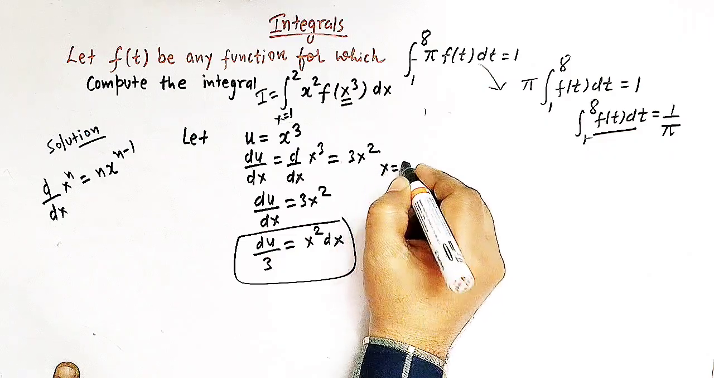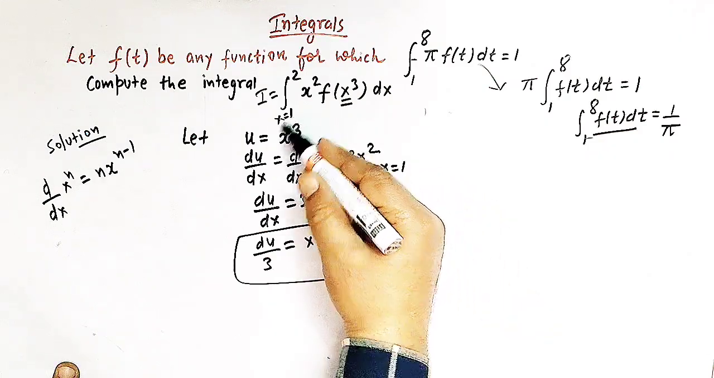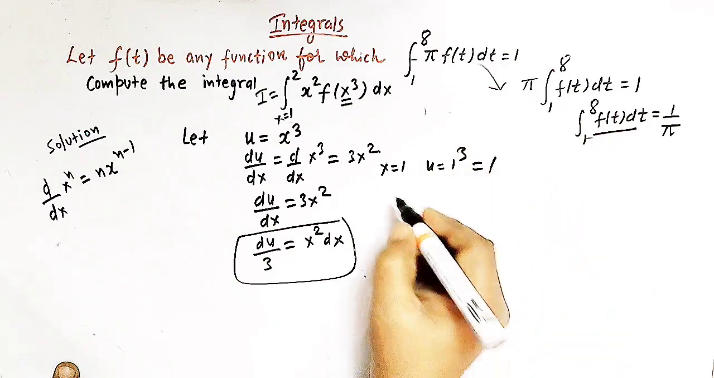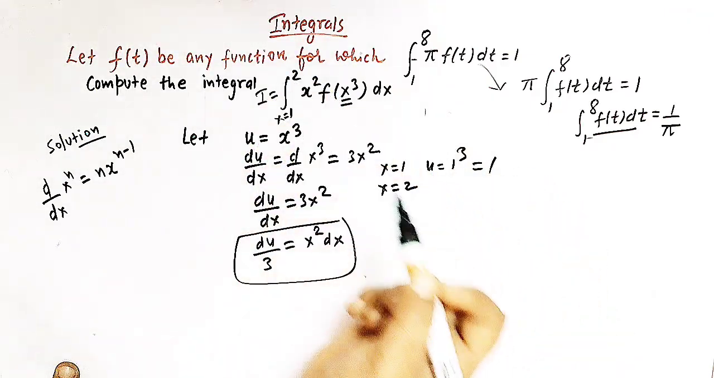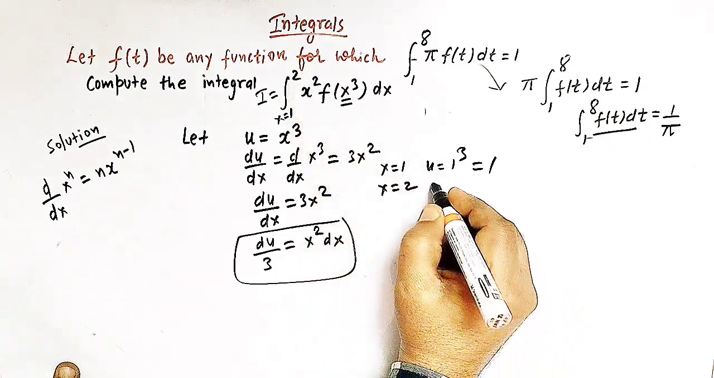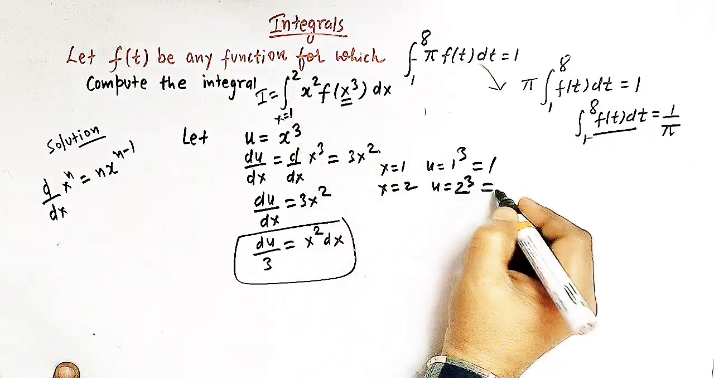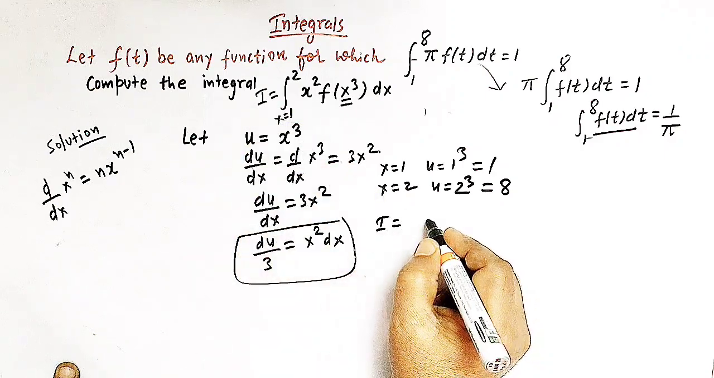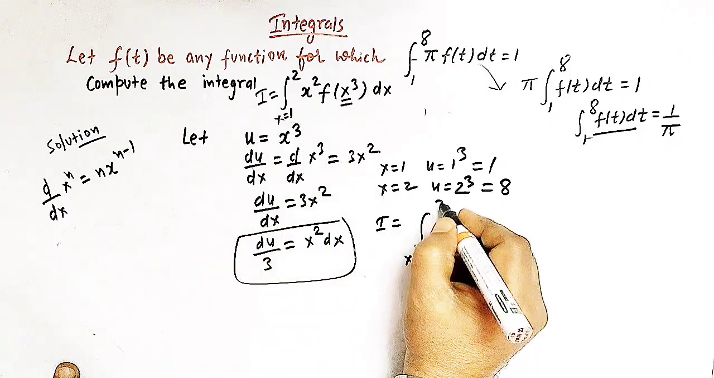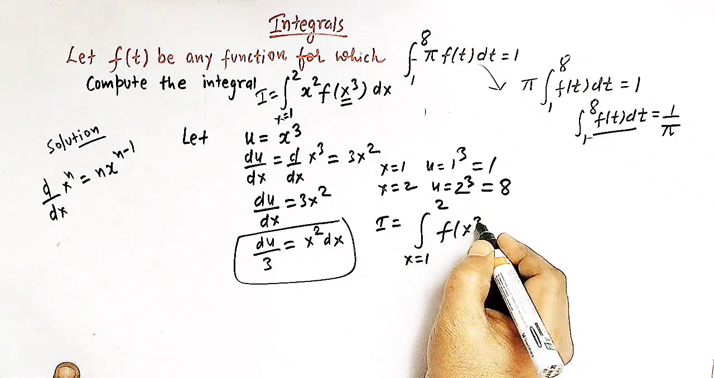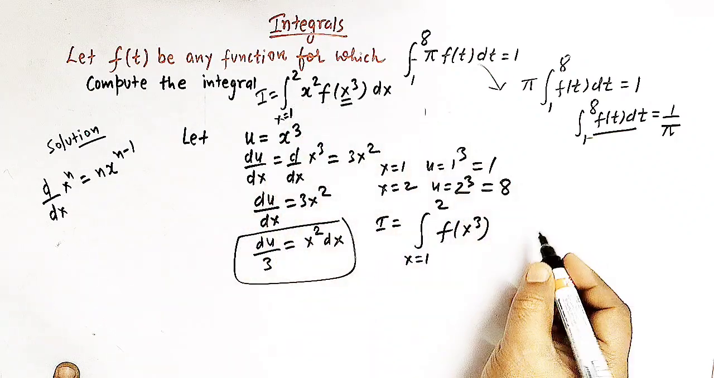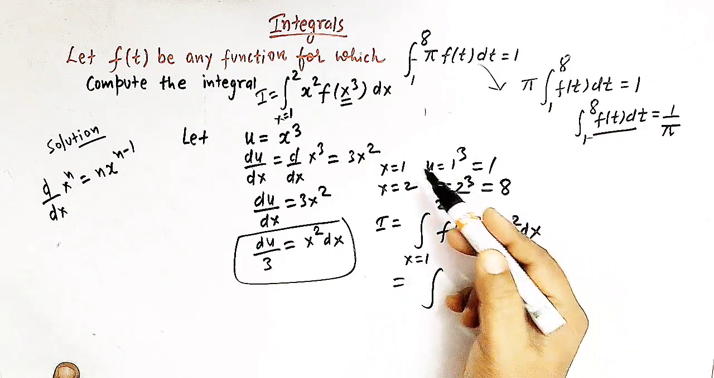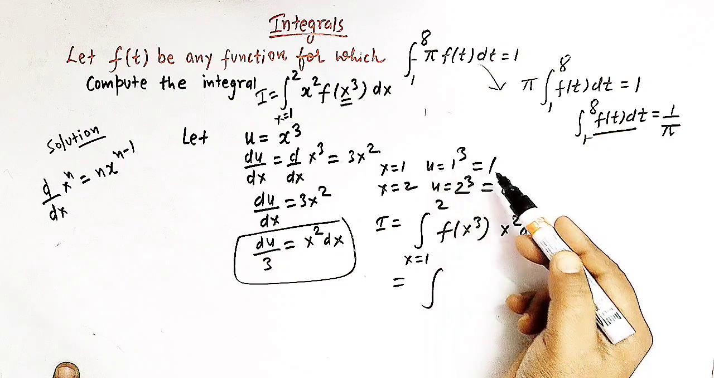So when x is equal to 1, that is the lower limit, then the value of u is 1 cube, that is simply 1. And when x is equal to 2, that is the upper limit, then u is 2 cube, that is 8, right? So now this integral I can be written as x equal to 1 to 2, and we have f of x cube, and we can combine here x square and dx. So now when x varies from 1 to 2, u varies from 1 to 8.